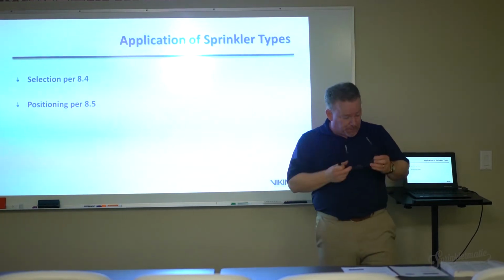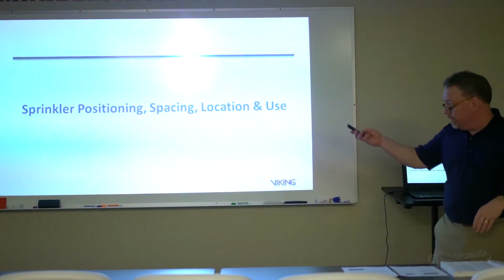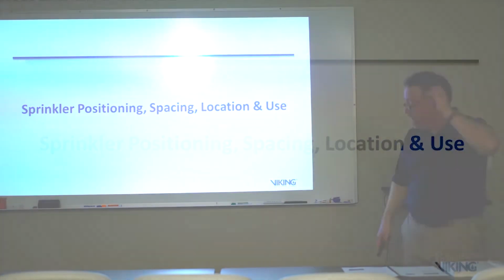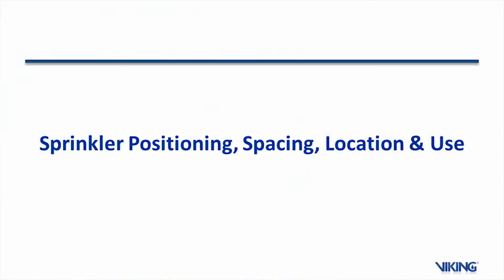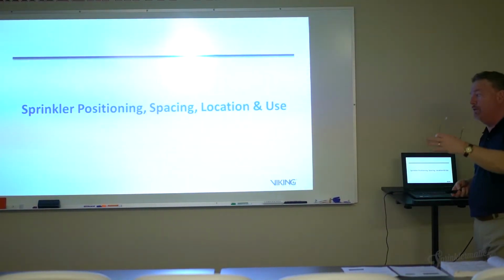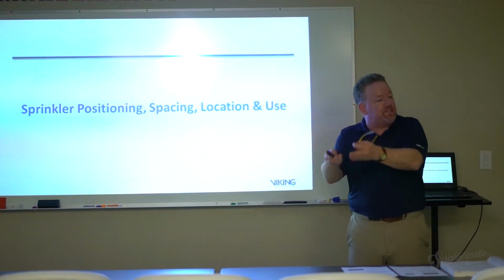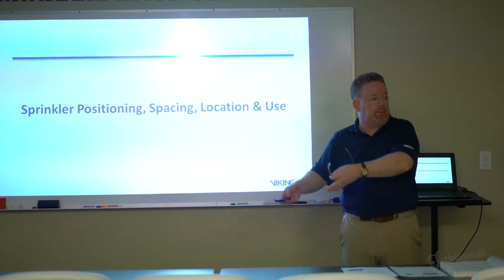Then positioning the sprinkler becomes section 8.5. We're going to talk about sprinkler positioning, spacing, and location. So sections 8.5 and 8.6 provide us this. 8.5 provides the general positioning and spacing rules, and then we get into the specifics of each particular sprinkler.